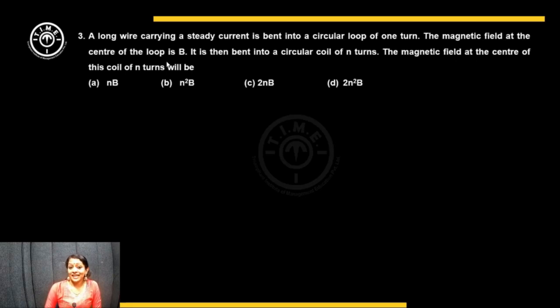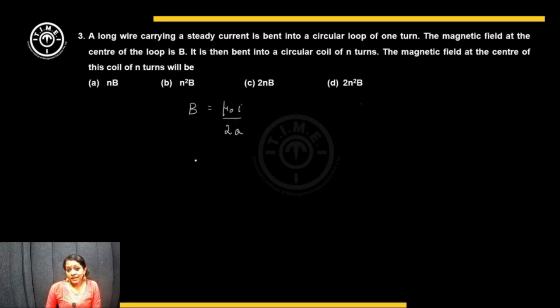A long wire carrying a steady current is bent into a circular loop of 1 turn. The magnetic field at the center of the loop is B. It is then bent into a circular coil of n turns. The magnetic field at the center of this coil of n turns will be dash. So first of all, we are having a single turn circular loop which is carrying a certain current. Then what is the equation for magnetic field at the center of that circular loop? Yes, that is of course mu 0 I divided by 2a, isn't it?